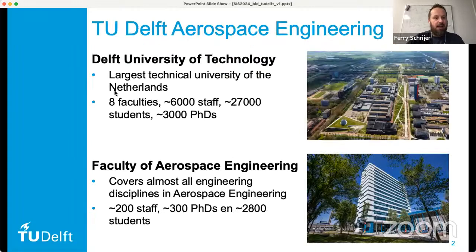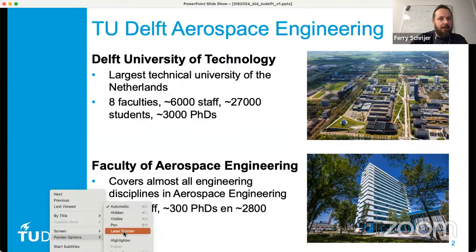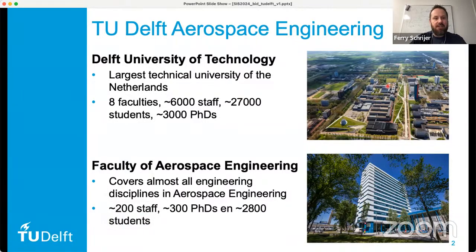It's basically the biggest technical university of the Netherlands. It comprises 8 faculties, almost 6,000 staff members, and more than 25,000 students. And here on the right, let me enable my pointer. Here on the right, you see a picture of the campus. And more specifically, we will host you at our Faculty of Aerospace Engineering.